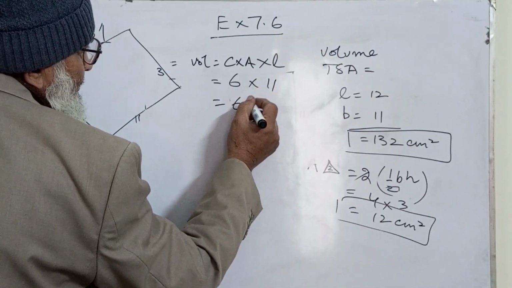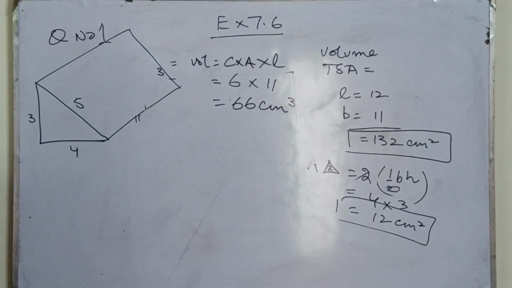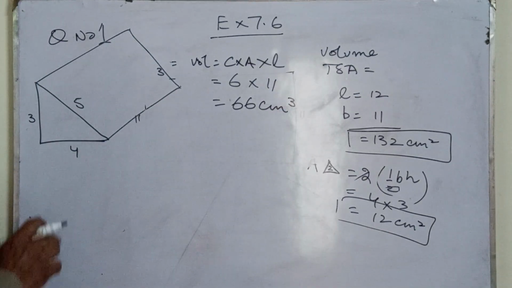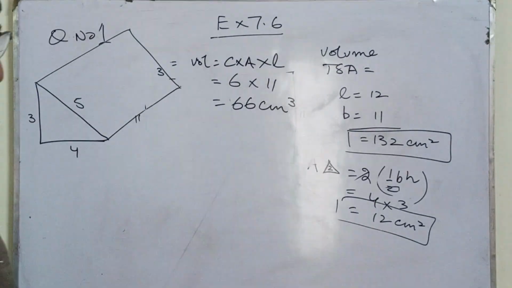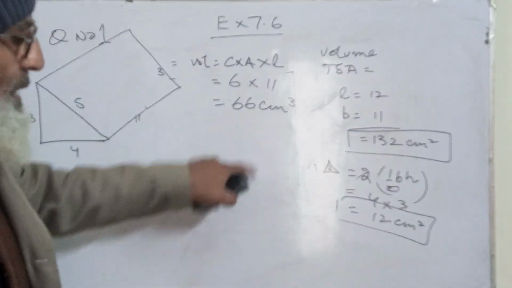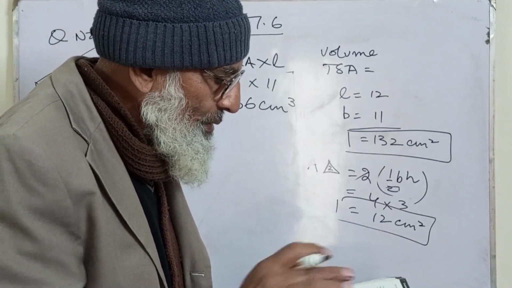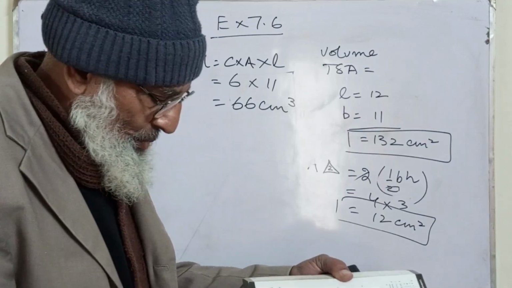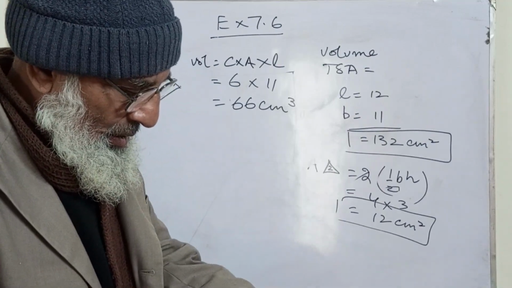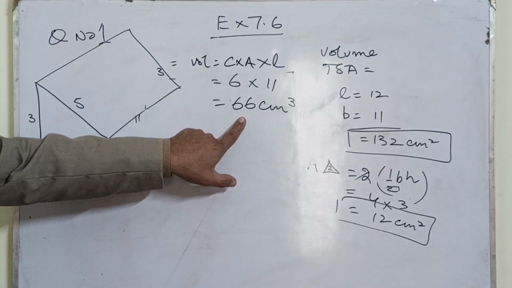It will become 66 centimeter cube because there are three dimensions now: one dimension, second dimension, and third dimension. So it becomes 66 centimeter cube. Now let me check it again. For each question, I have to check it. Okay, now understood that this is 66 centimeter cube.